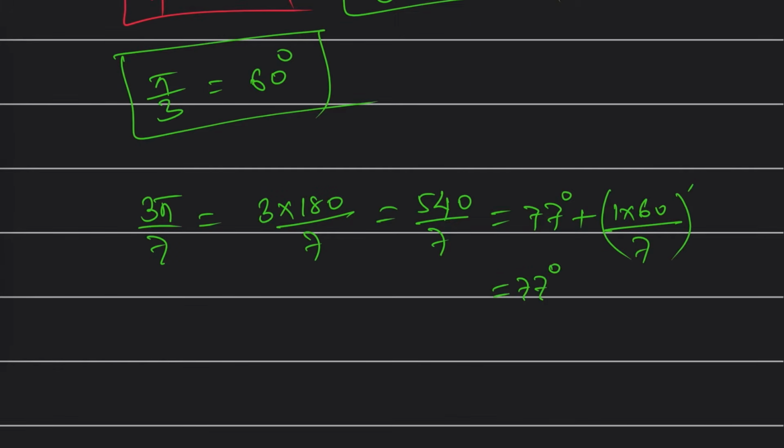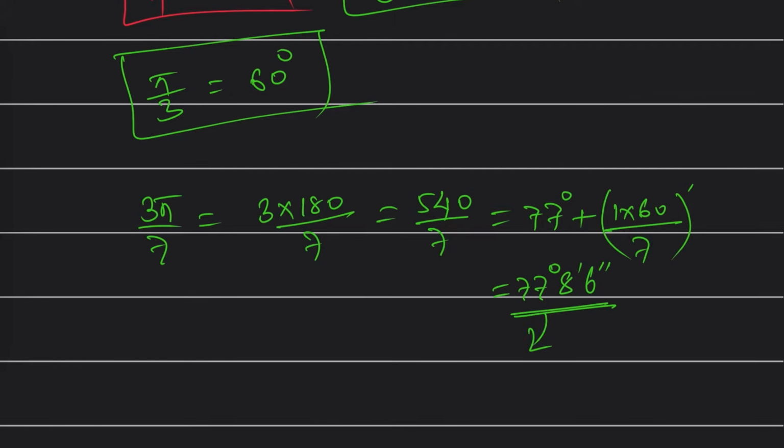So now what is this? 77 degree. How many minutes, sir? 8 minute. Right. What is left? 4. 40. 5. Or almost you can take 6. 6 second I will write. Sir, what is this? 3 pi by 7 radian is equal to 77 degree 8 minute 6 second we will write.